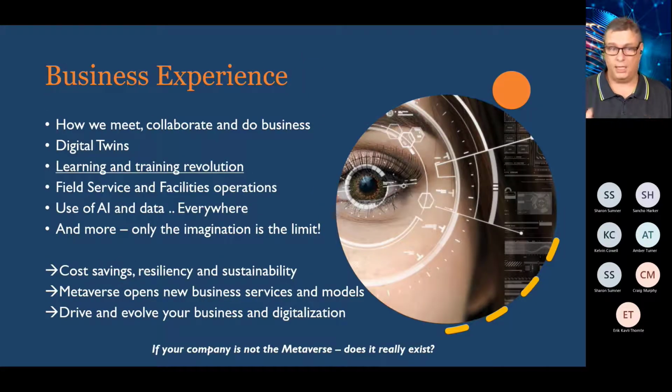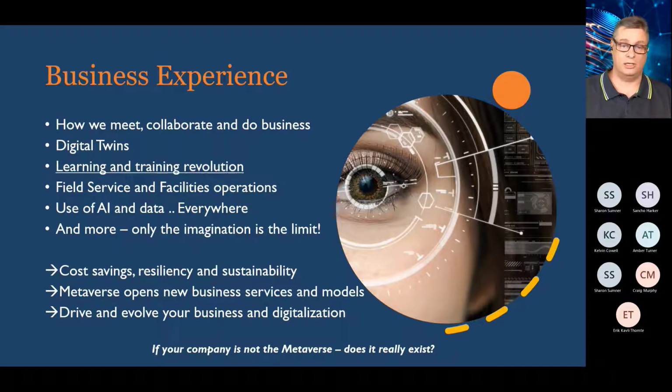Business experience is, of course, about how we meet, collaborate, and how we do business in the metaverse. That's a big thing. Thinking about digital twins, we have facilities, offices, processes, people, and we can, and we should, digitalize everything. So we have the digital counterpart, the digital twin of that. It might be that our head of sales is digitalized, so he or she can present the sales pitch in the metaverse to people 24/7.